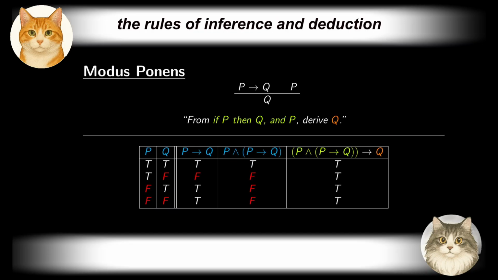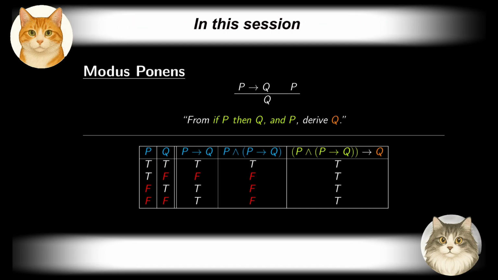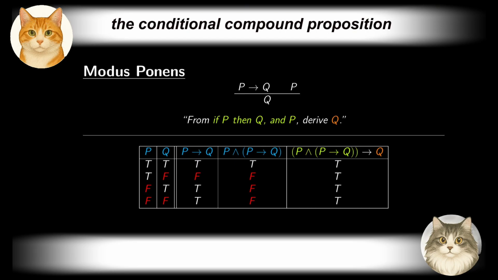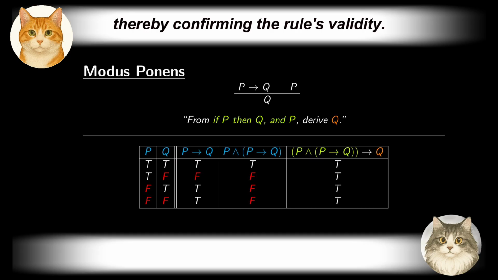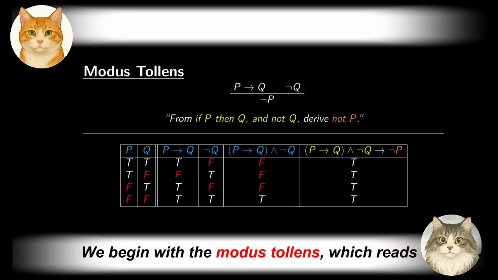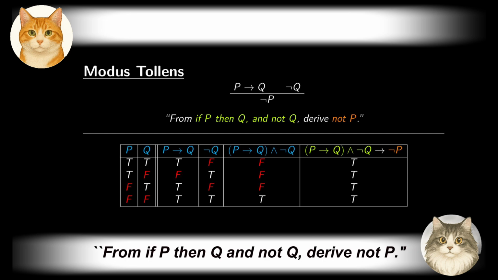Previously, we introduced the rules of inference and deduction and explained how the validity of these rules relates to logical implication. In particular, we discussed the classic rule of modus ponens, which is fundamental to logical reasoning. In this session, we introduce several general rules, all of which are, in principle, derived from modus ponens. We invite the reader to verify that the conditional compound proposition corresponding to each rule is indeed a tautology, thereby confirming the rule's validity.